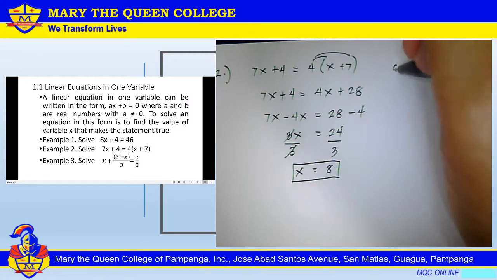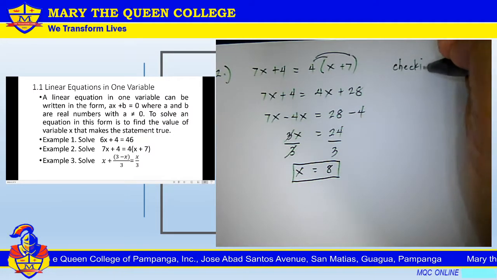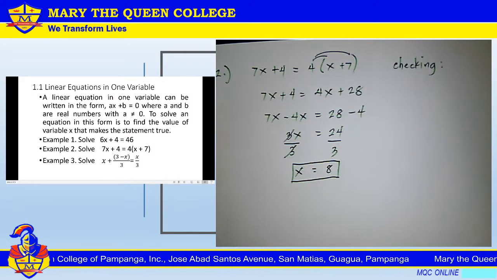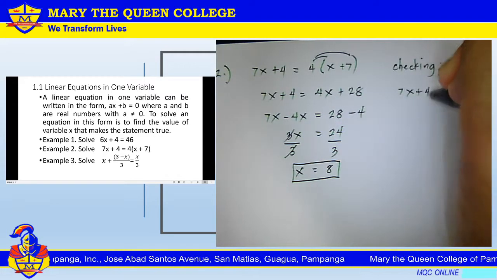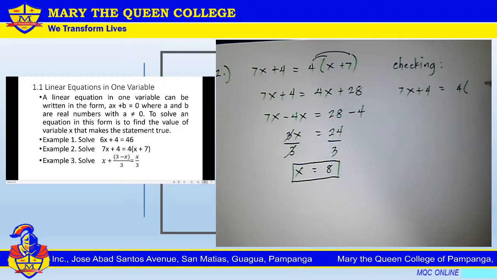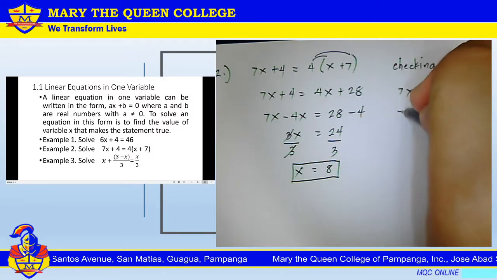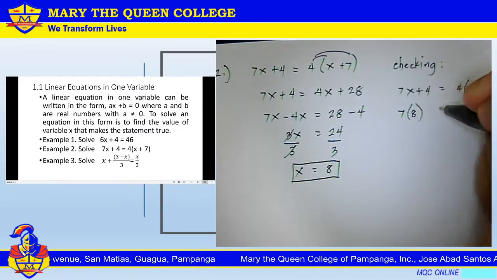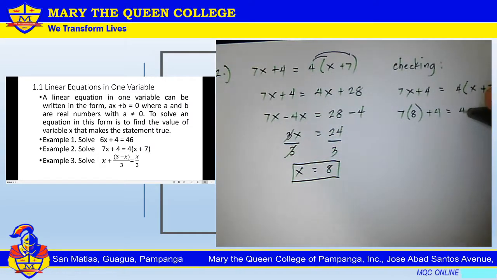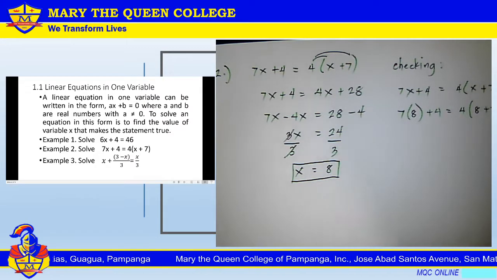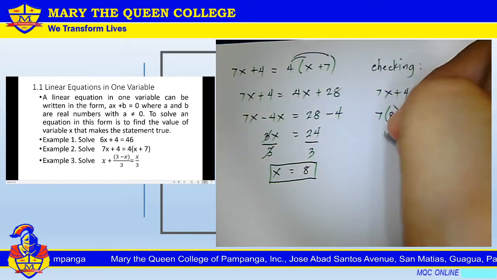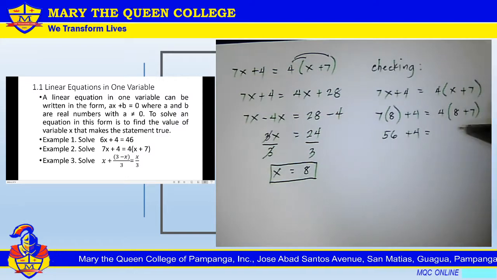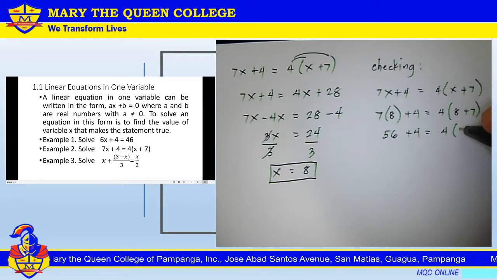If we need to check, we'll apply checking by using the original equation, which is 7x plus 4 equals 4 times the quantity x plus 7. From here, substitute x by 8. So 7 times 8 would be 56 plus 4 equals 4 times 8 plus 7 would be 15.